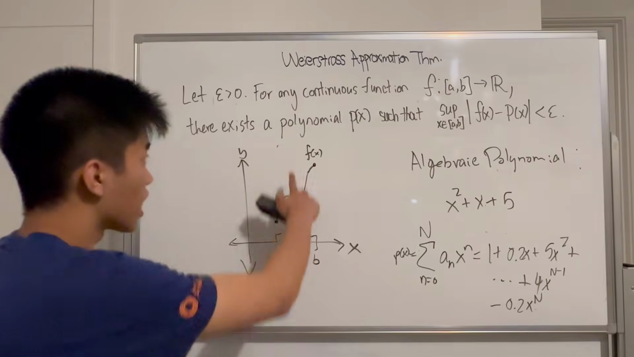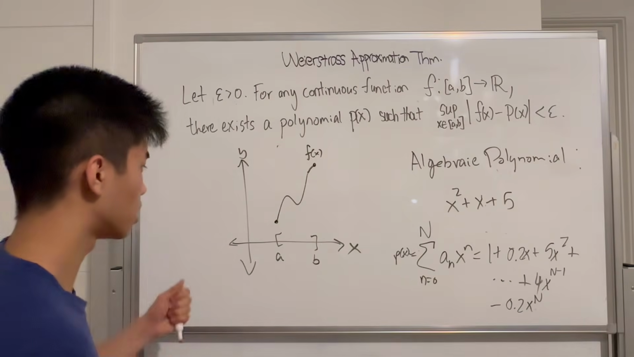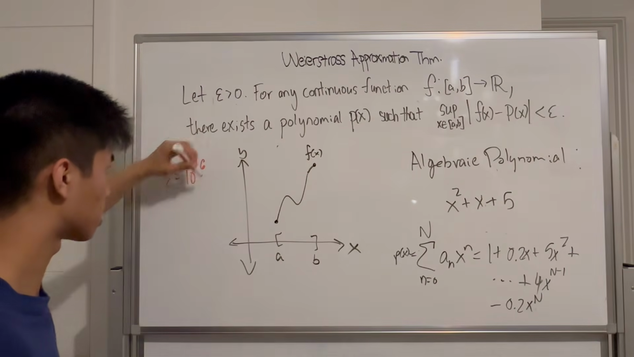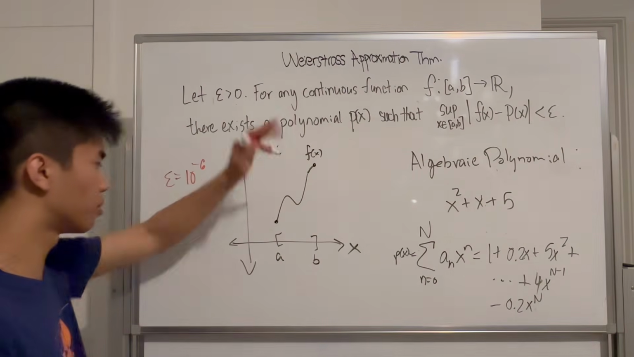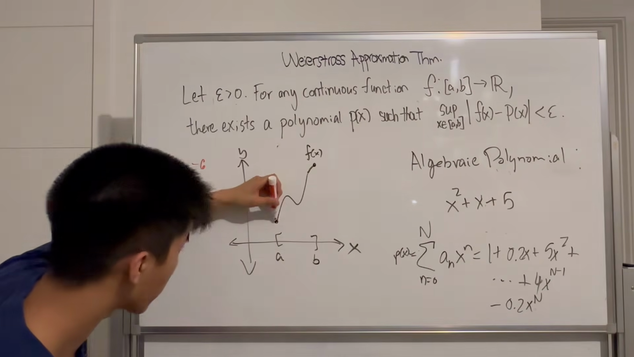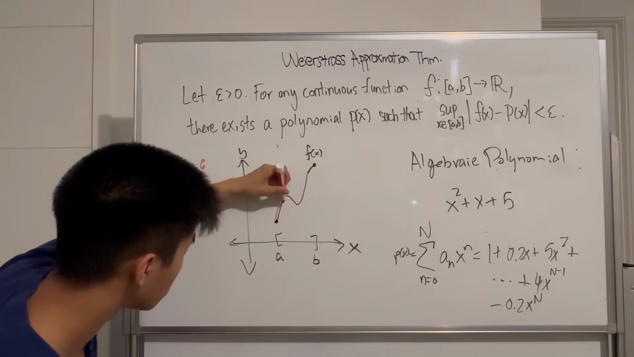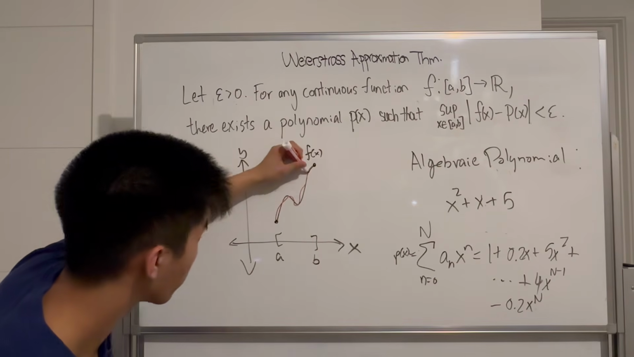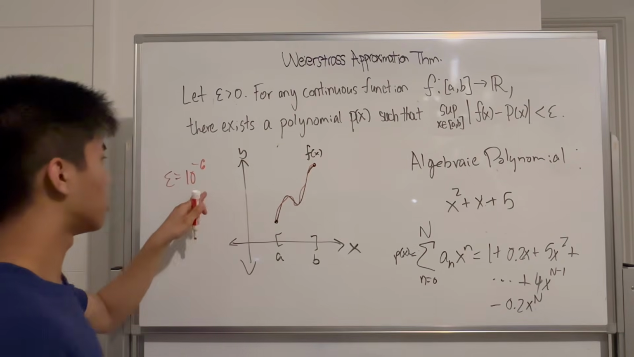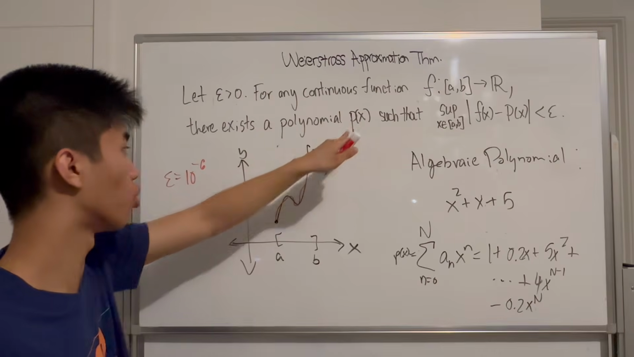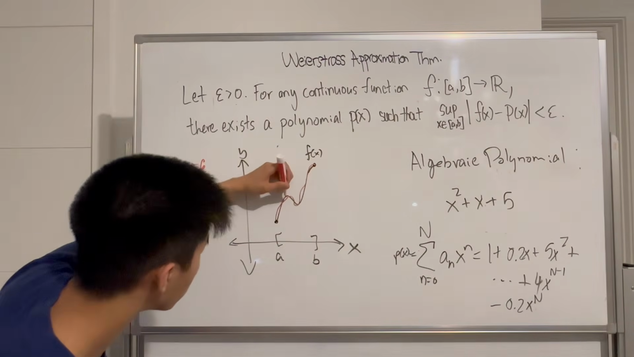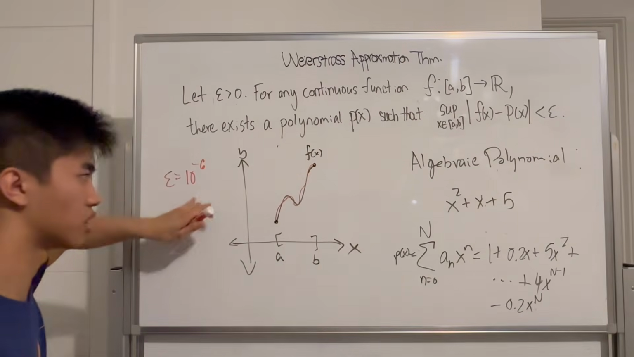Well, we don't exactly know what f of x is, but we know it's continuous. And say we could set epsilon to be a small number, 10 to the negative 6th. What this theorem is saying is that you can define a polynomial in this interval such that it's pretty dang close to your f of x. In fact, the maximum that the p of x will ever stray from f of x is bounded above by epsilon equals 10 to the negative 6th.